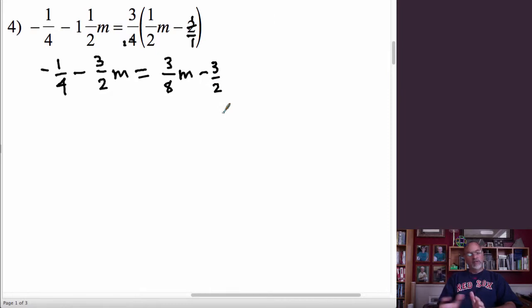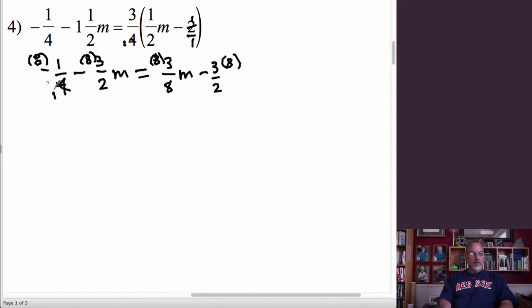So now that I've distributed, I can determine the least common multiple. My denominators of 2, 4, and 8 have a least common multiple of 8. So then I'm going to apply the multiplication property of equality and multiply each of these fractions by the number 8. And again, because these are all multiples of 8, those denominators are all going to reduce to 1.